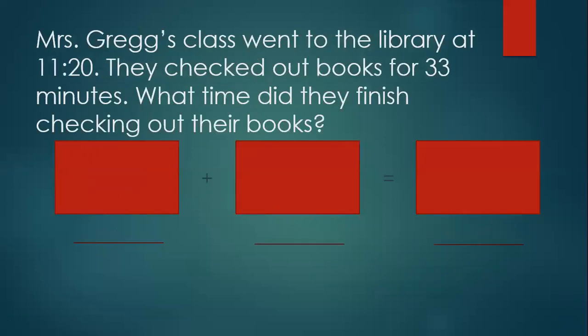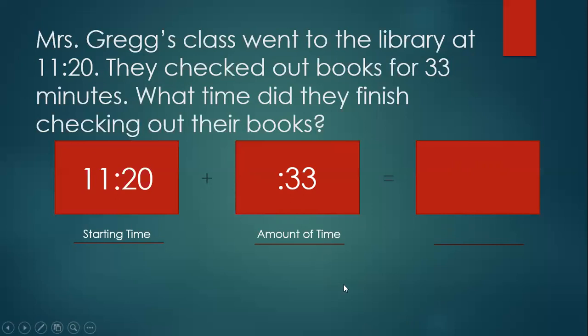Now here are the student guided practice problems which are found in your math book. Let's read. Mrs. Gregg's class went to the library at 11:20. They checked out books for 33 minutes. What time did they finish checking out their books? Well, we're going to put the starting time, which is 11:20. Then we're going to look at the amount of time that they were checking books out. And the problem tells us they were checking books out for 33 minutes. So in order for us to find what time they left the library, we're going to add 11:20 plus 33, and the ending time is 11:53. And here we added the 20 plus the 33, and that gave us 53.